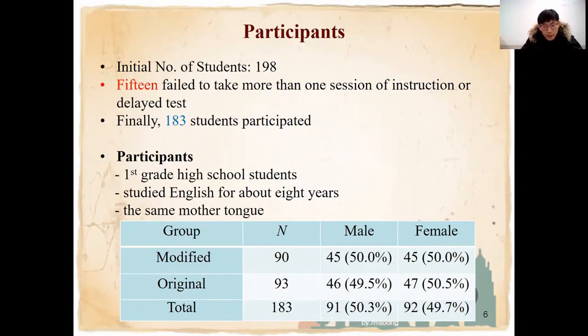Here is more information about the number and percentage of the participants by group. In the modified group, there were 90 participants, 45 males and 45 females. And 93 students were assigned to the original group. There were 46 males and 47 females.